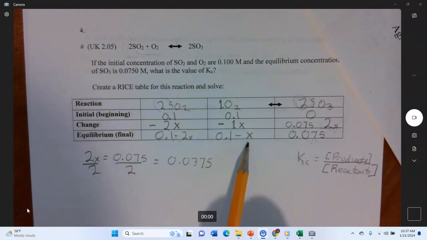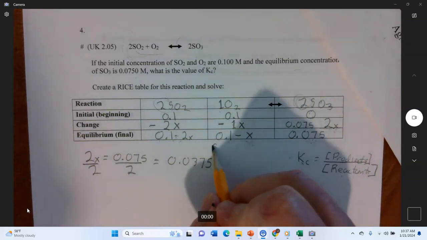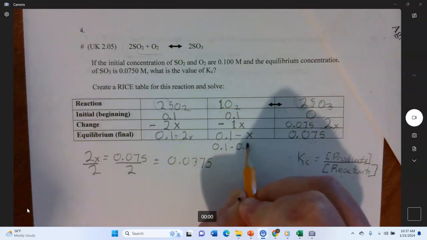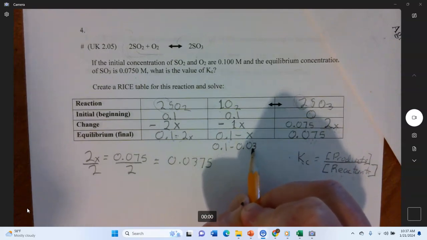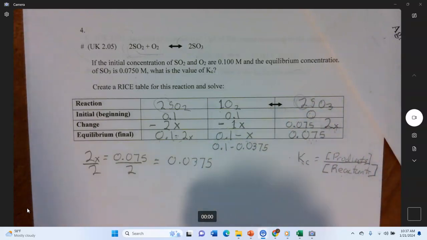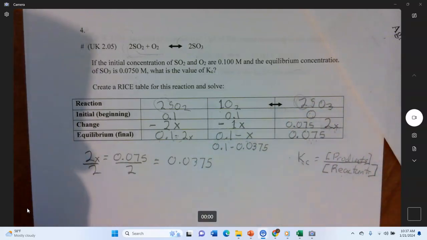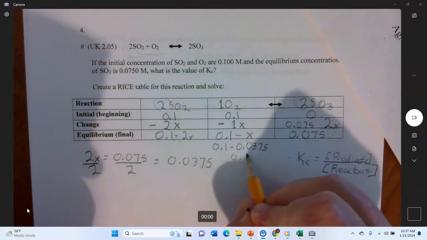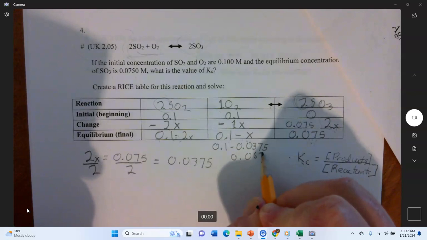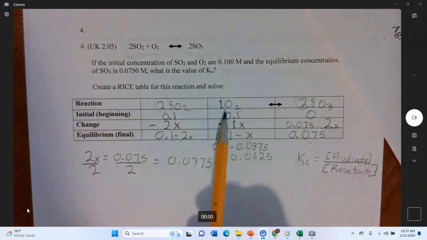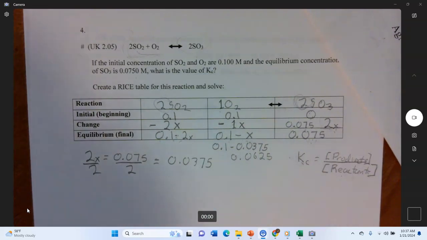So if we actually want to know the concentration of this, we take 0.1 minus 0.0375, our value of x. And what that will give us is 0.0625. Okay, so that's the concentration of O2 at equilibrium.